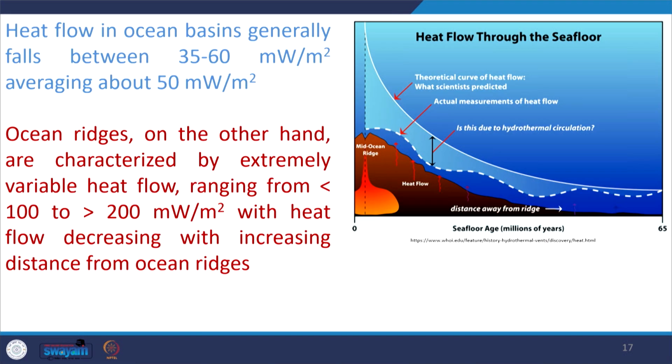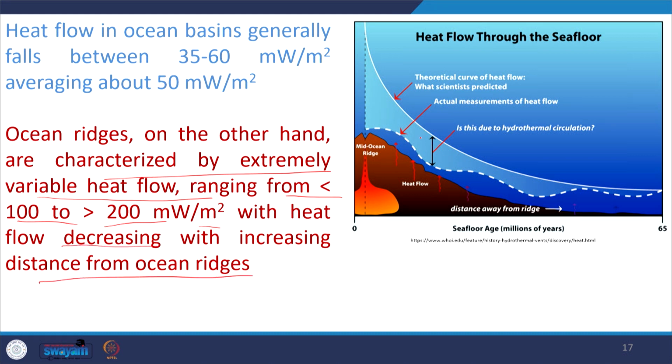Heat flow in ocean basins generally falls between 35 to 60 milliwatt per meter square, average about 50 milliwatt per meter square. Ocean ridges, on the other hand, are characterized by extremely variable heat flow ranging from less than 100 to more than 200 milliwatt per meter square. This heat flow decreases with increasing distance from the ridge.